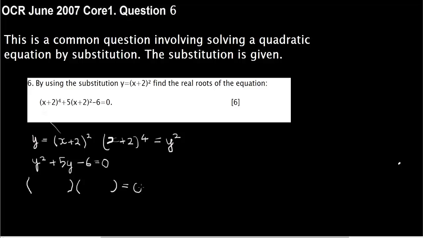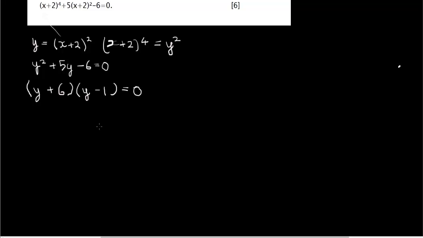So if we try and factorise that, we put a y in there and a y in there. Now we're looking at factors of minus 6 that add together to give us plus 5. This is minus 6, so one's going to be positive and one's going to be negative. Because this is a plus 5 there, then we're going to get y plus 6 times y minus 1 equals 0. And if y plus 6 times y minus 1 is 0, then either y equals minus 6 or y equals 1.